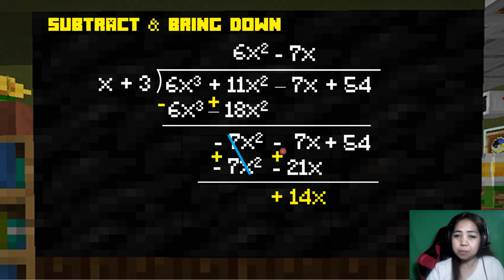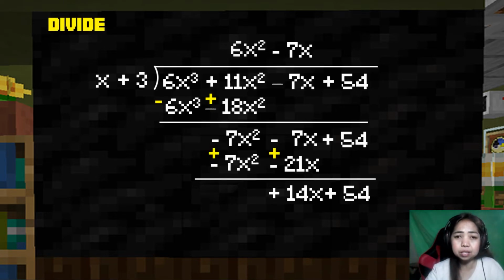And remember, yung 21 naging positive na siya nung change natin ng sign. And then yung variable, kokopyahin lang natin. And then the last step is to bring it down. Ito yung natitira. So plus 54. Okay, and then we just repeat the same process. So, ito naman yung ating huling sagot kanina.